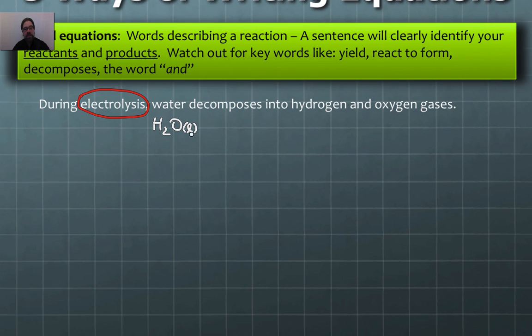Now, here's that word decomposes. So what that means is we're next going to have an arrow representing that this is breaking down into, and then we can see our two products over here. So this is our only reactant. There's only one in this case, and these are our products. So, hydrogen and oxygen gases, these products here, they each have a formula.